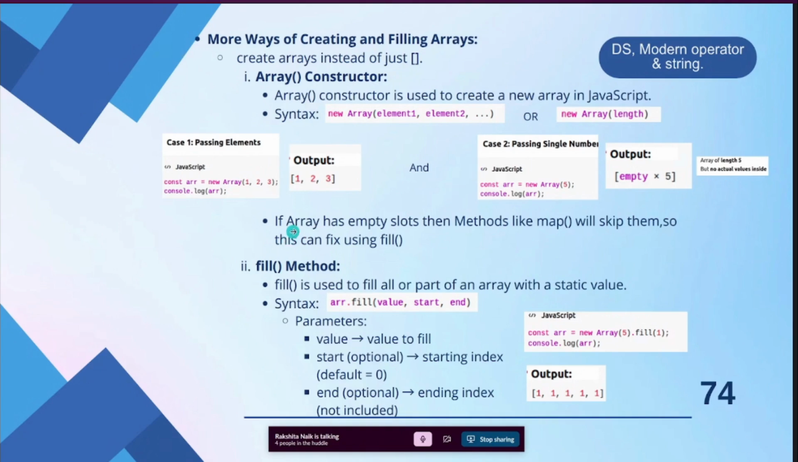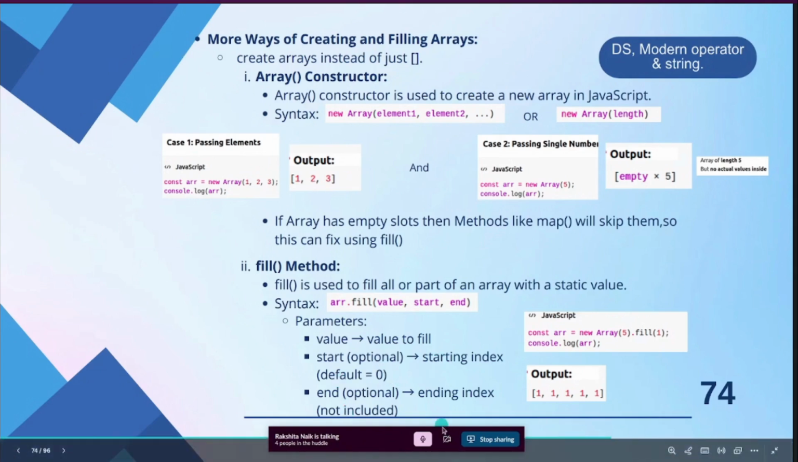If the array has empty slots, then methods like map will skip them. To fix this, we use the fill method. So next, moving on to the fill method. Fill is used to fill all or a part of an array with a static value. Here is the syntax: array.fill(value, start, end). Value is what we need to fill. Start is optional and end is also optional.